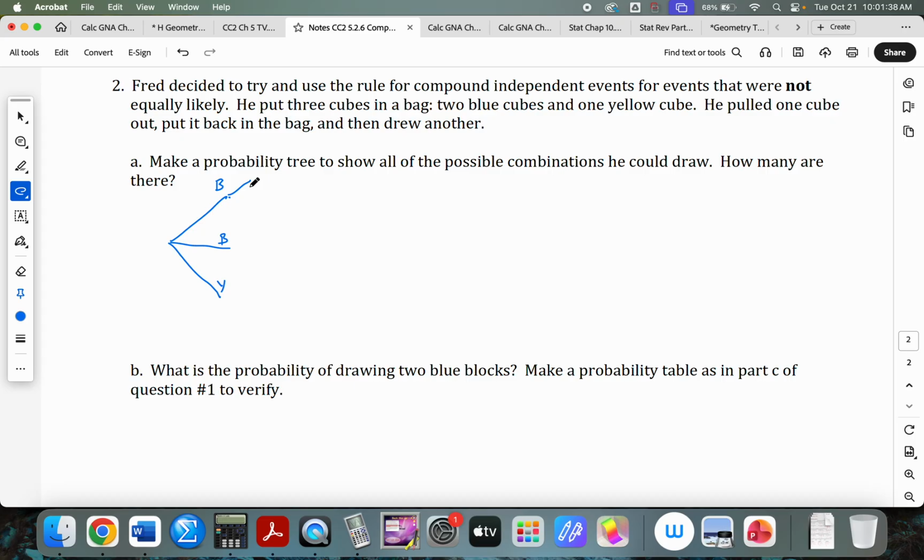And then he replaced it, and we draw again. So from each of those, there are 3 possibilities. The first blue cube, the second blue cube, or the yellow cube. And that happens at each of these ends.